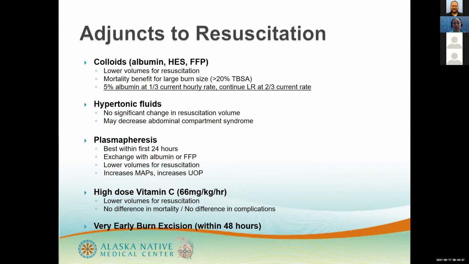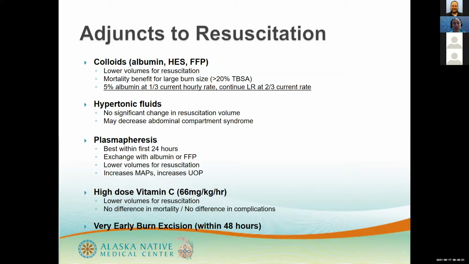Hypertonic fluids: there are several studies with hypertonic saline showing no big benefits. There are some thoughts that it may decrease abdominal compartment syndrome or other compartment problems, but not huge differences in volume or mortality benefits.